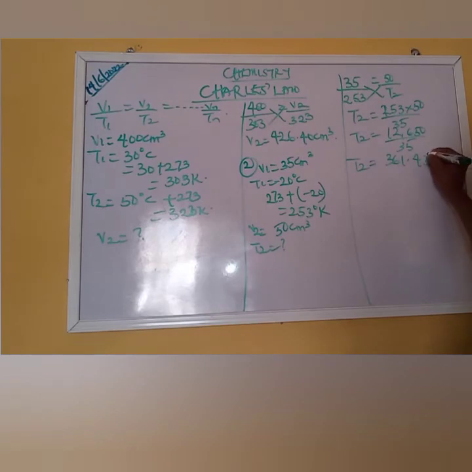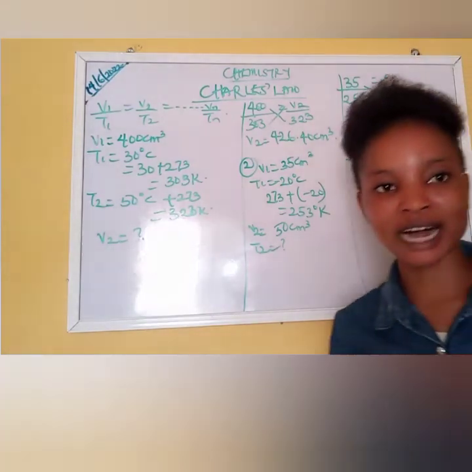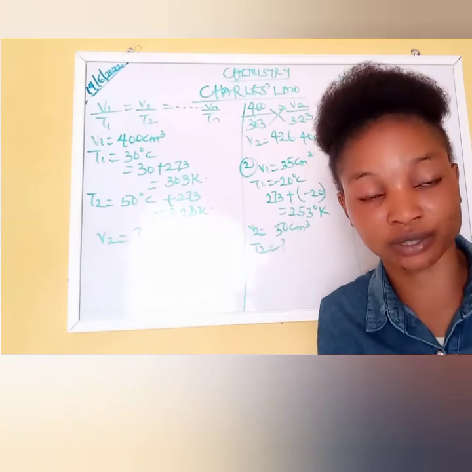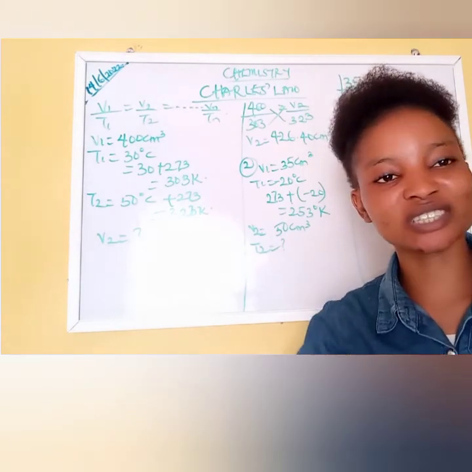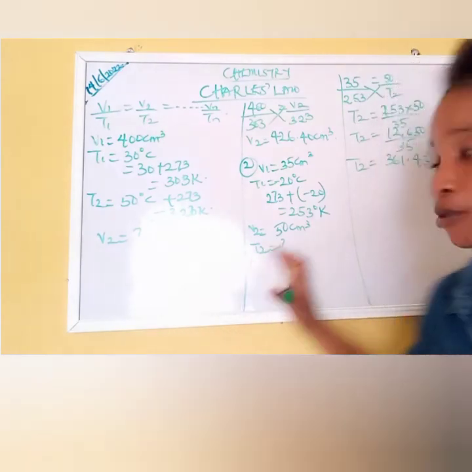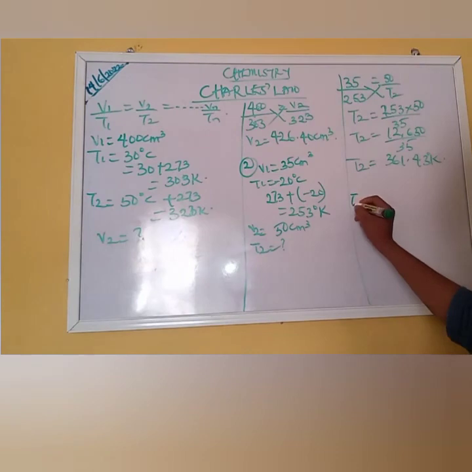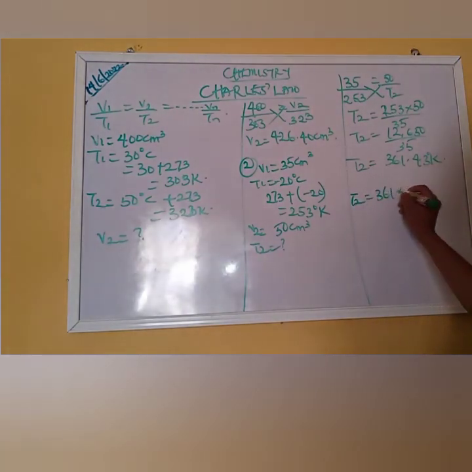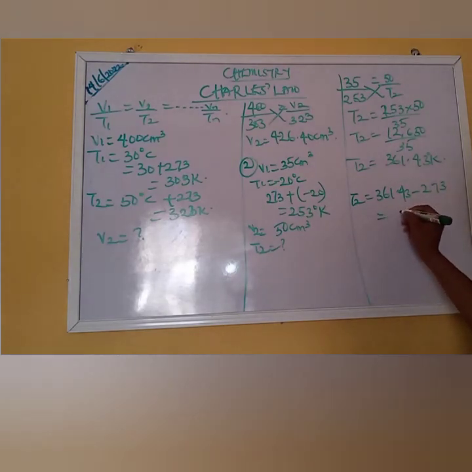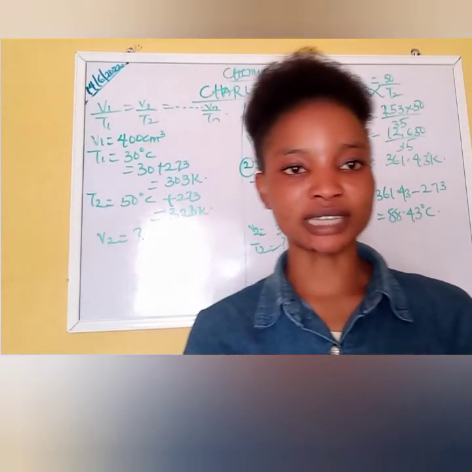My T2 is therefore 361.43 Kelvin. There are times when you'll also be asked to leave your temperature in Celsius. What do I need to do? You just need to subtract 273 from the main value you got. So if I'm to convert this to Celsius, I should have 361.43 minus 273, and this should therefore give me 88.43 degrees Celsius. So that comes to the end of our class on gas law for today.